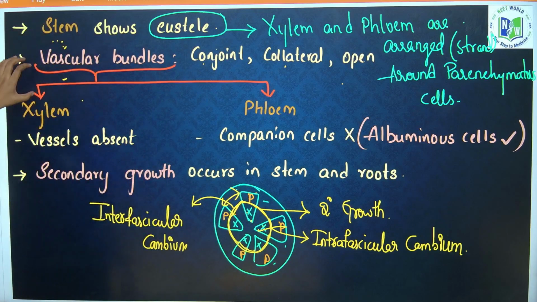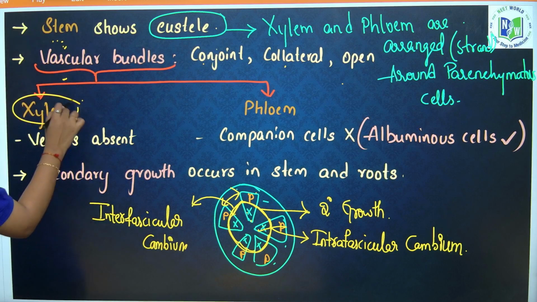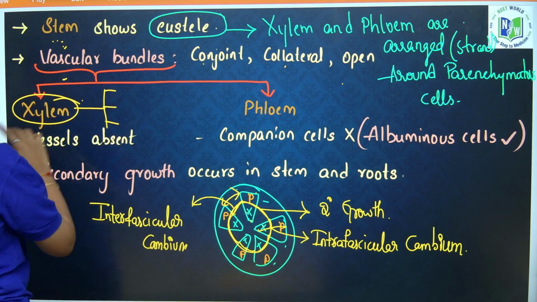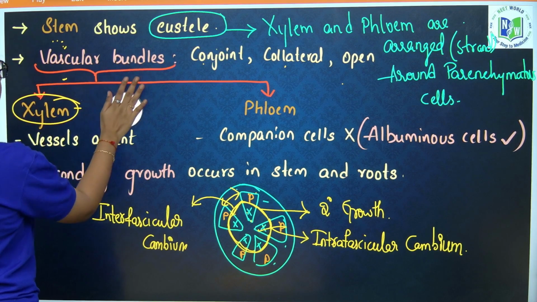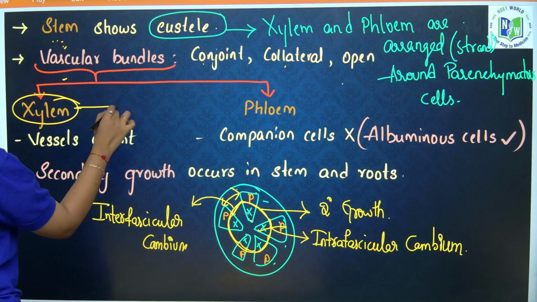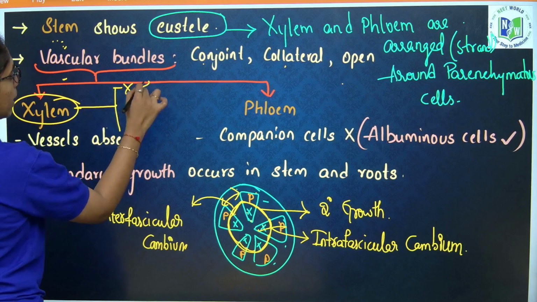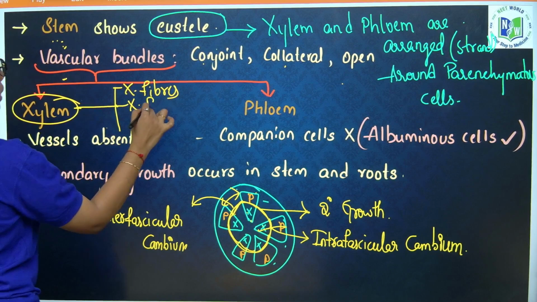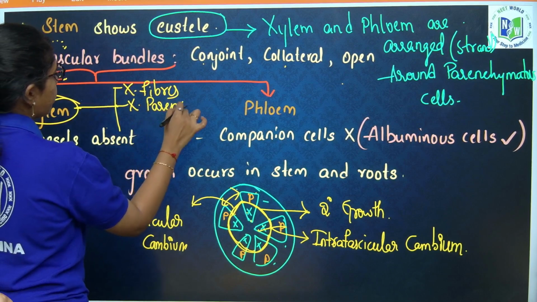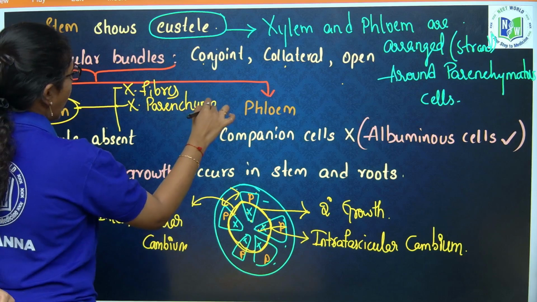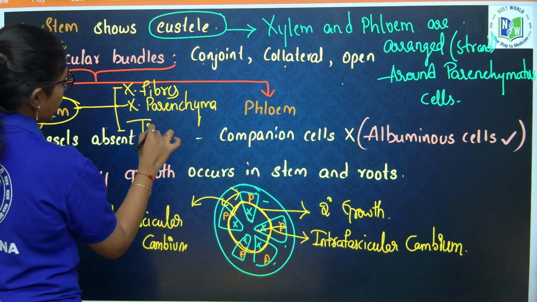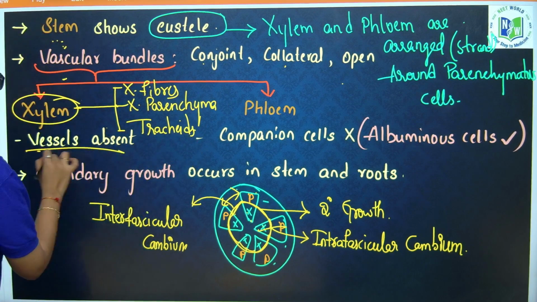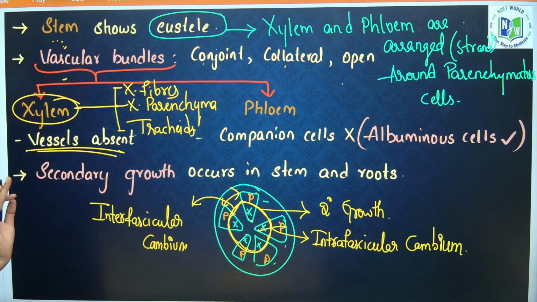Clear? Now, vascular bundles: if you see xylem, xylem is composed of 4 tissues. Xylem and phloem are what? Complex tissues. Xylem is composed of 4 tissues: xylem fibers, xylem parenchyma, and tracheids. And what, beta? Tracheids. Vessels are absent in xylem.